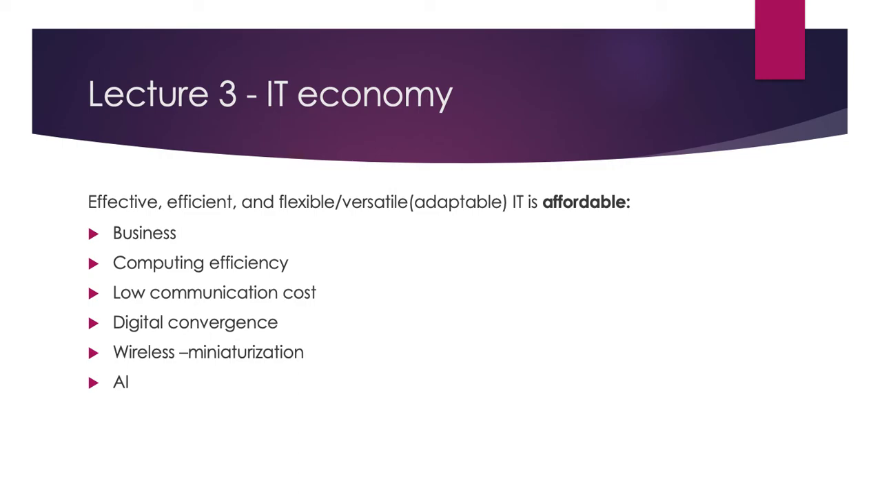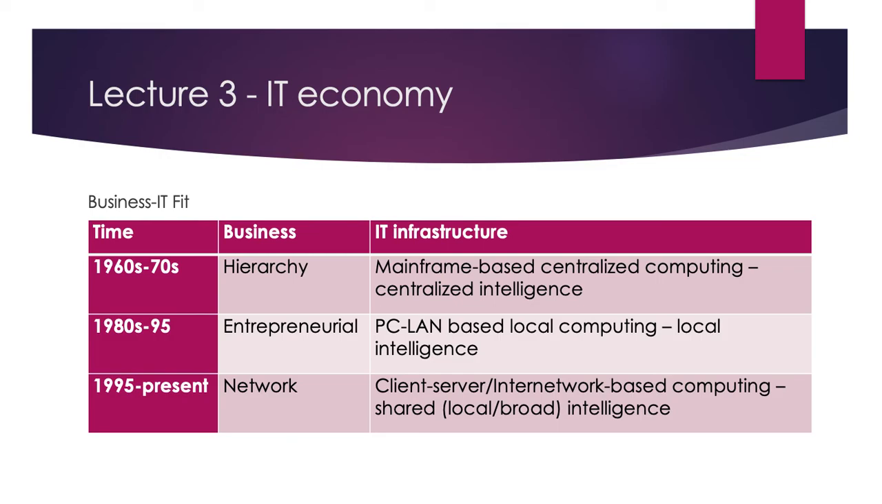Okay, and let's take a look at the figure. Here we have business and IT fit, from time, business, and IT infrastructure. During the 60s and 70s, it is more hierarchy. We have big mainframes, with centralized computing and central intelligence. Data being computed is quite primitive in terms of the speed and the size of the system. It could be as big as a room.